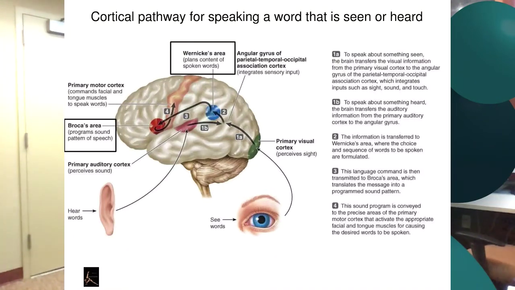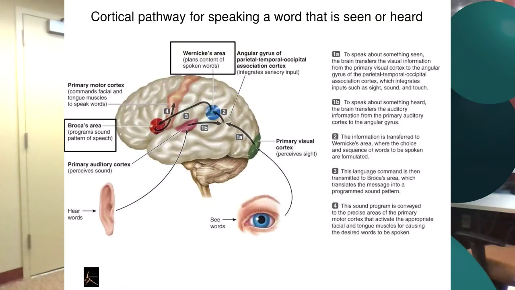Right? So that information coming from either the visual cortex or the temporal cortex goes to the association areas, and those association areas pass it to the one in blue there, number 2. It's called the angular gyrus of the parietal temporal occipital association complex. That's where all this stuff kind of merges. Okay, and it integrates the inputs of sight, sound, touch. So it's integrating all that. Right here, we're really talking just about sight or sound.